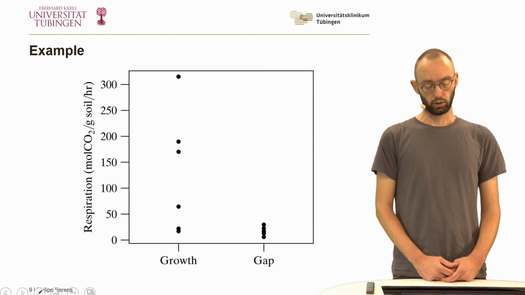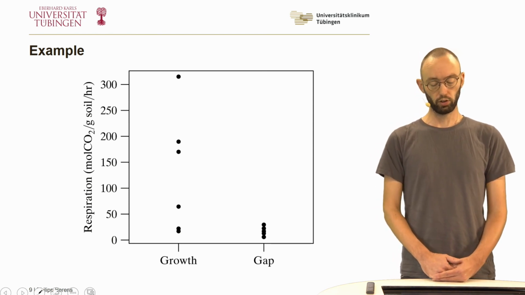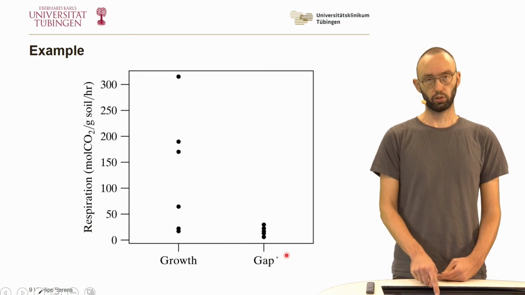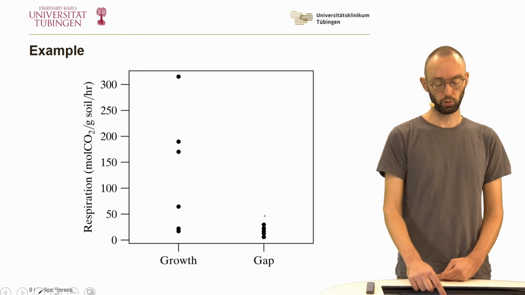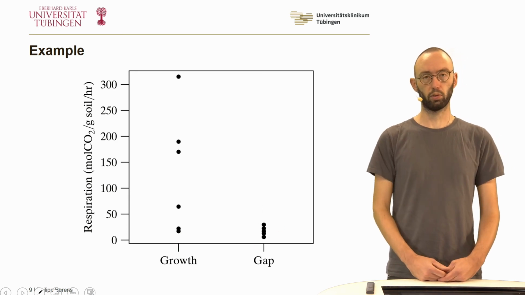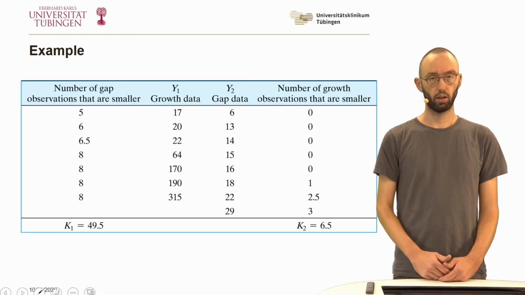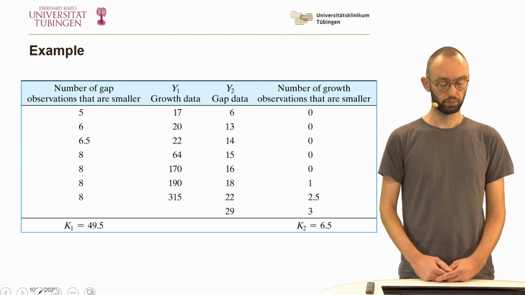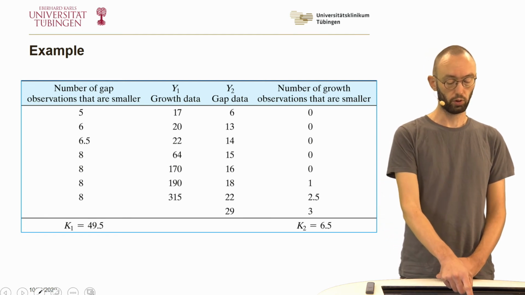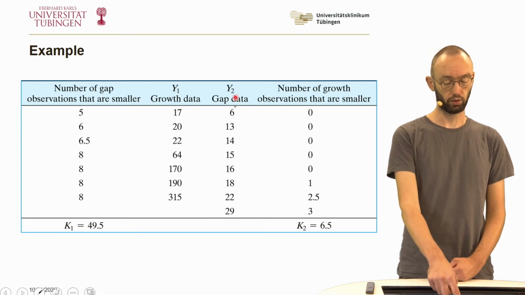Let's look at the example again of this soil respiration rate in the growth and the gap condition. We saw that this data is not normally distributed, and so we want to apply the Wilcoxon-Mann Whitney test. So here we have a table of all the data values. Here is the first data set, the growth data set. Here's the second data set, the gap data set.